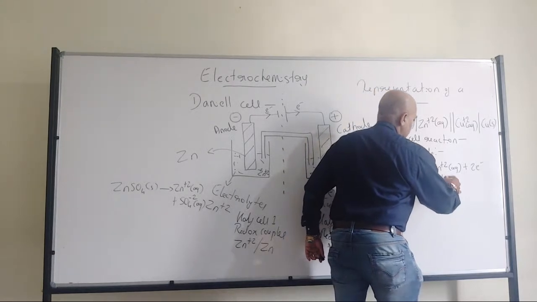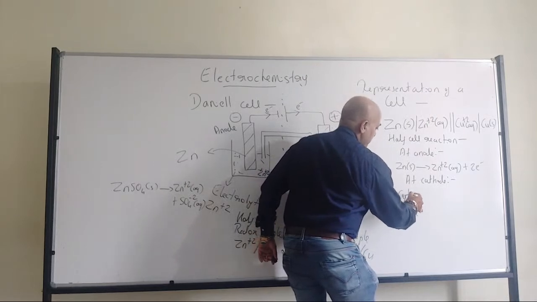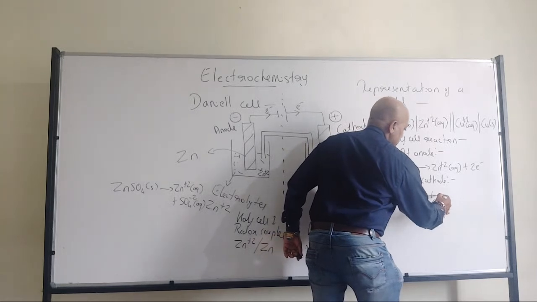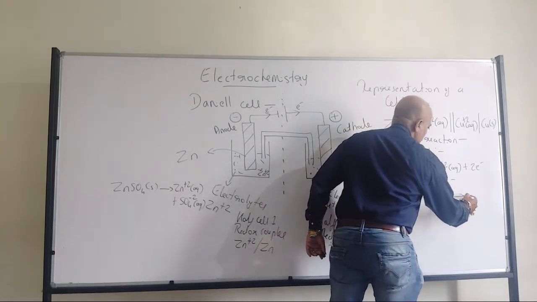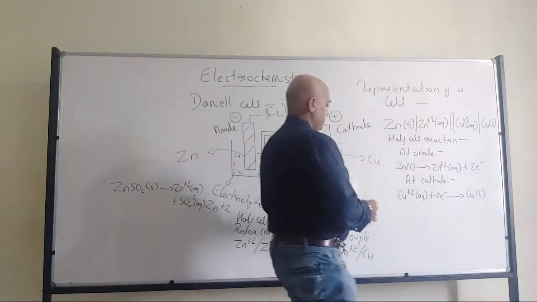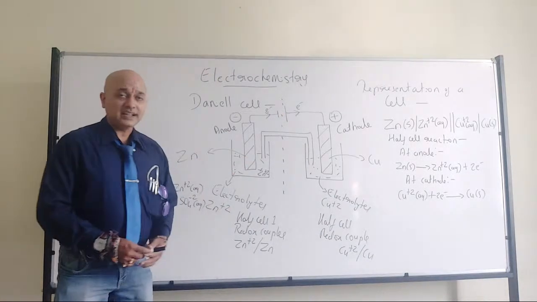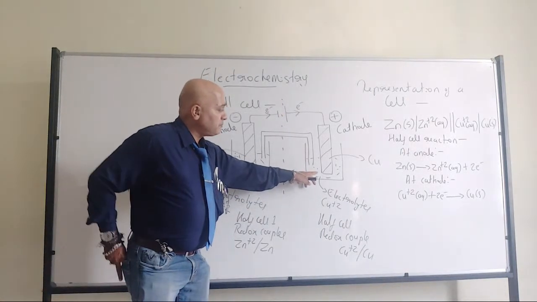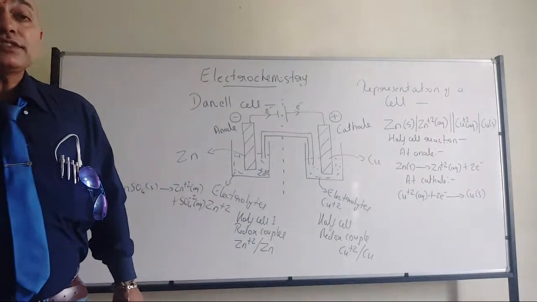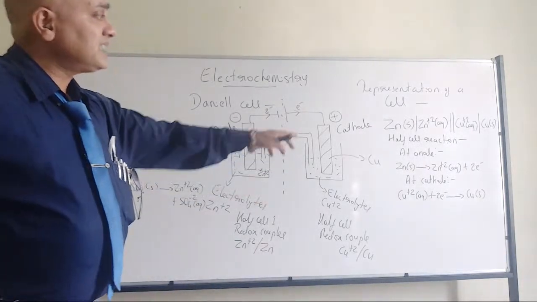Now, what is happening at cathode? Another half reaction. We have the cupric ion, which is present in the electrolyte. It is taking up these 2 electrons, which are coming from the anode, and itself it is becoming copper. That means zinc will be released into solution as zinc ion, and cupric ion will be converted into copper, and it will start getting deposited at the cathode electrode. All of you have understood? So that's what is happening.